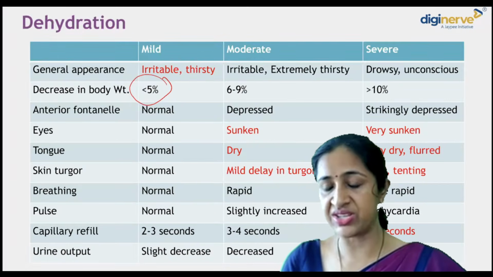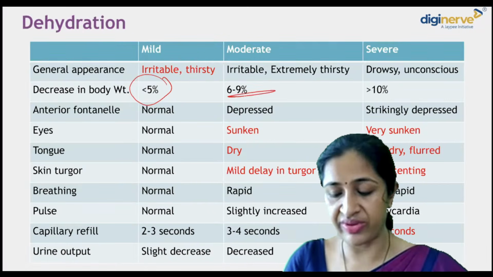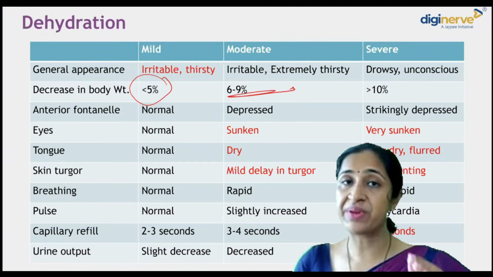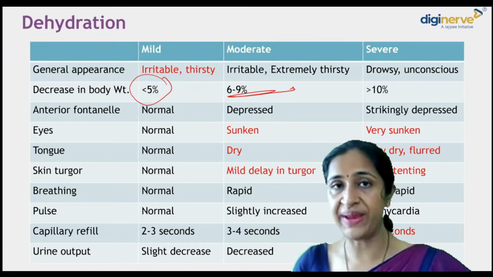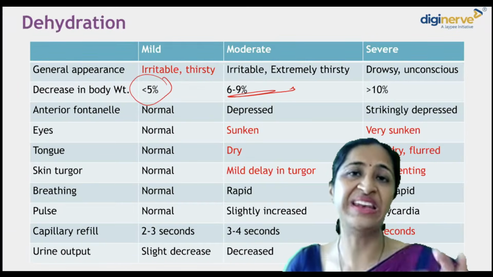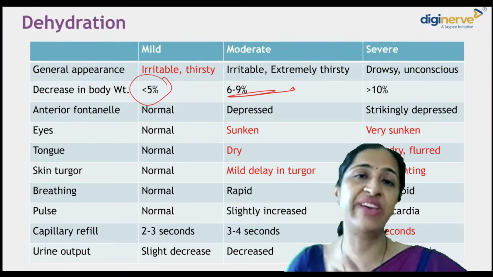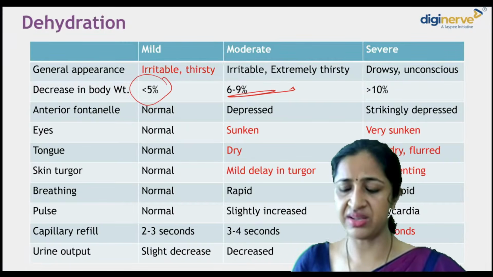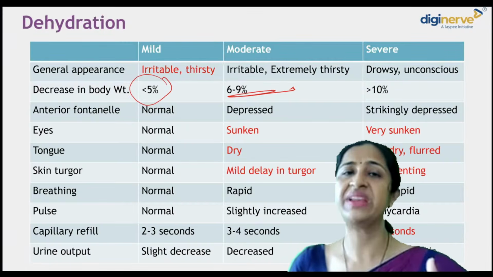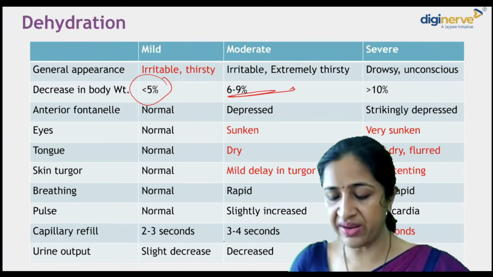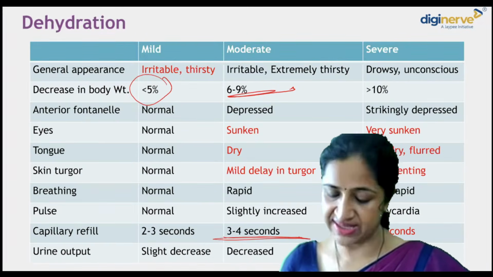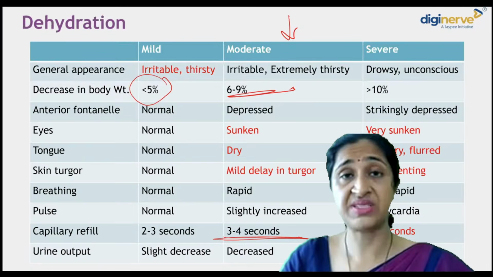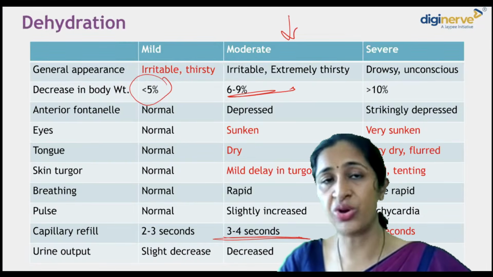In moderate dehydration, there is a 6 to 9% decrease in body weight. Here the anterior fontanelle in smaller children may be depressed. The eyes appear slightly sunken. The tongue is dry. The skin pinch goes back, but a little slowly, not very slowly. The child may have a slightly fast heart rate and breathing may be a little fast. Capillary refill is between 3 to 4 seconds. Urine output is decreased. This is moderate dehydration, the best time to intervene. Once you go to severe dehydration, complications are more.